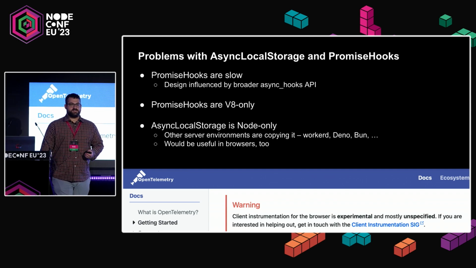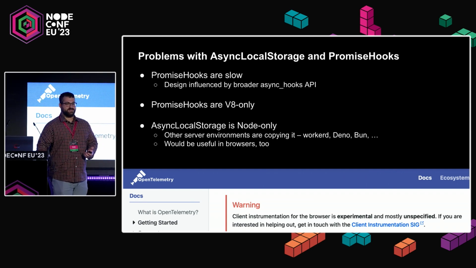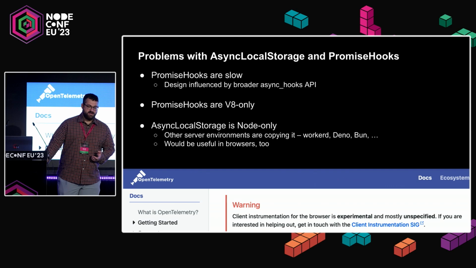Another issue is that promise hooks are V8 only. So as people work on various different engines for running JavaScript on the server that might not always use V8, such as Bun, it becomes a little bit awkward. Should everybody make a promise hook style API internally?